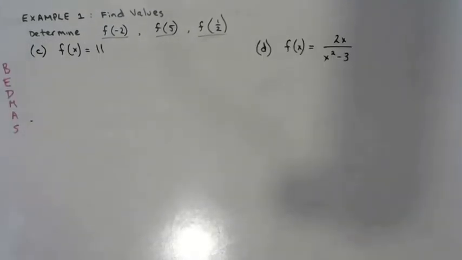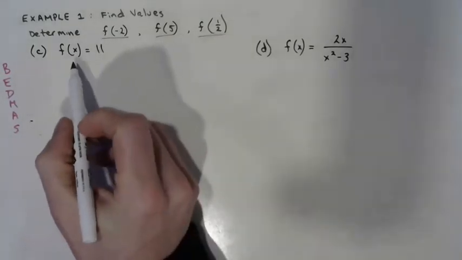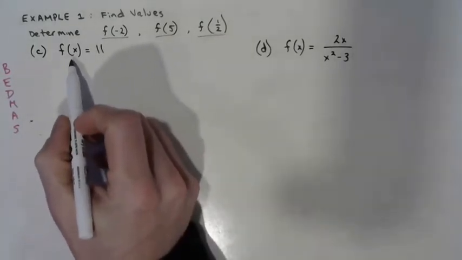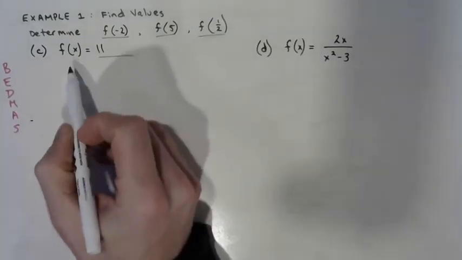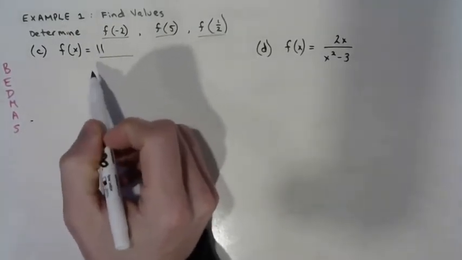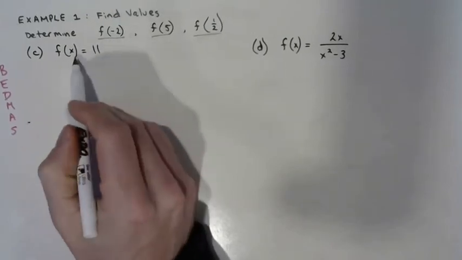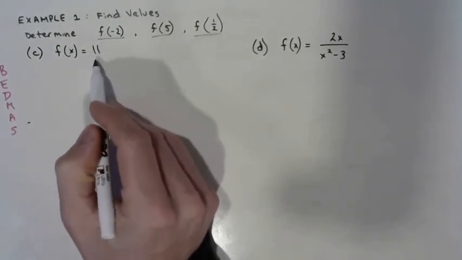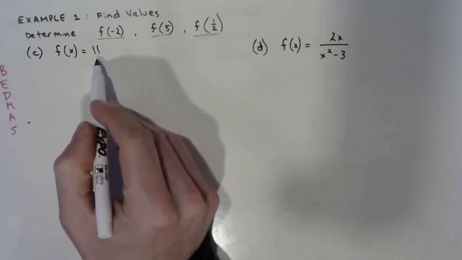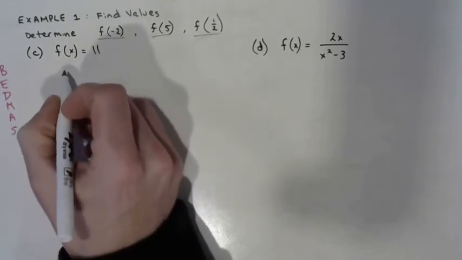All right, heading down to example 1c, we're given the function f of x equals 11. Well, this is pretty easy. It always equals 11. It's not dependent on the value of x. There's no x over here. So if I put in -2 over here, there's nowhere to put it on the right side. It's still just 11. This is what we call a constant function.